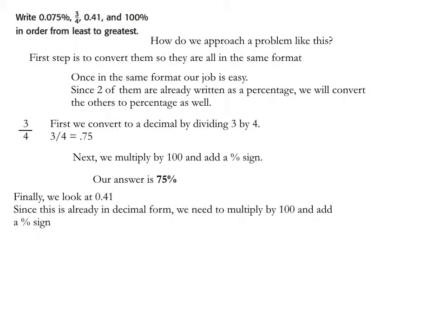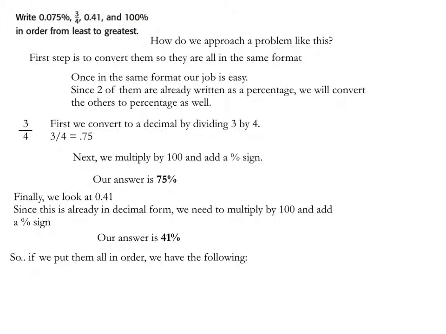Finally, we look at 0.41. This is already in decimal form, so now we just need to multiply by 100 and add a percentage sign. So we have 41%. So now we have all four of the numbers that we're asked to put in order in terms of a percentage.